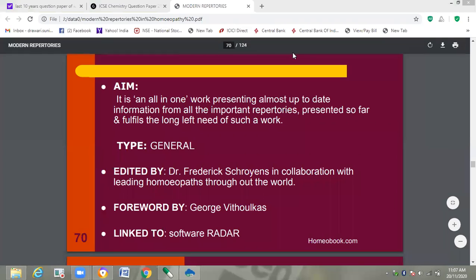This is the printed version of Radar. Radar is the software in homeopathy. The long form of Radar is Rapid Aid to Drug Aimed Research, and this repertory is the printed version of the computer or homeopathic software, that is Radar, which was also the contribution of Dr. Frederick Schroyens to homeopathy.